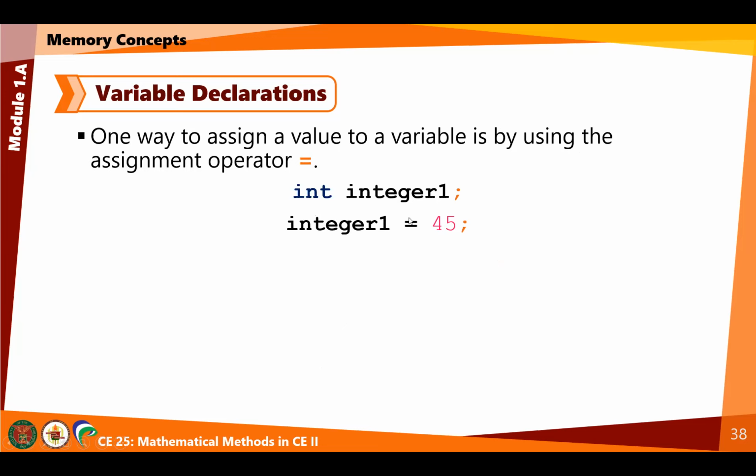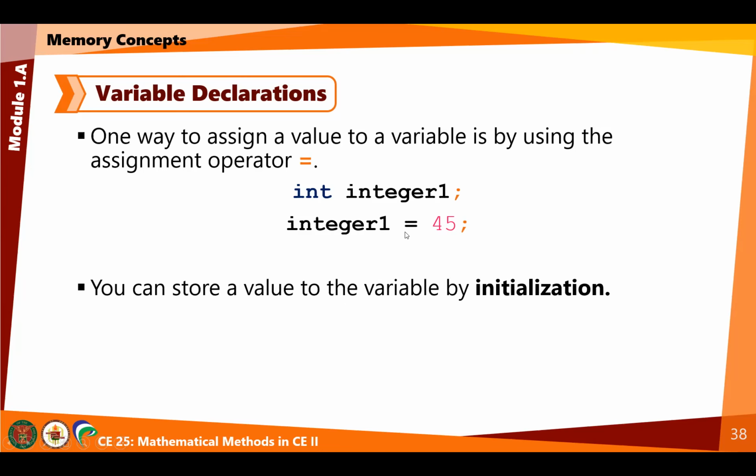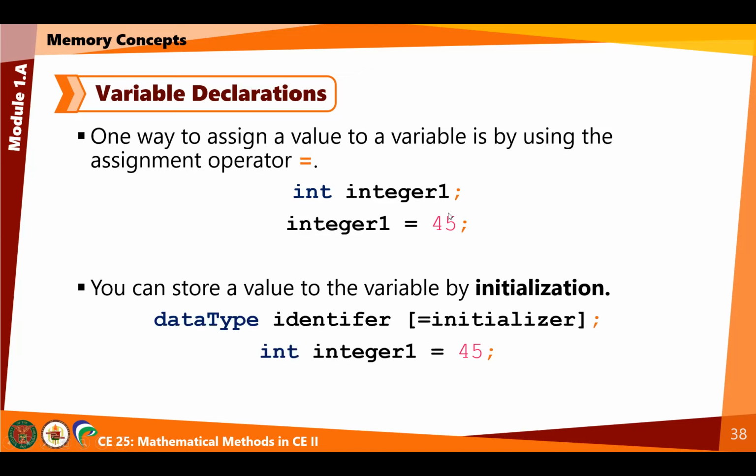Variable declarations, yun nga sinabi ko kanina. This is assignment of values. So here in this line, you assign 45 to integer 1. Okay, so single equal sign. You can also store a value by initialization. So yeah, instead of having two lines, you can just add the equals 45 here. Depends on you. Okay, they do the same thing.